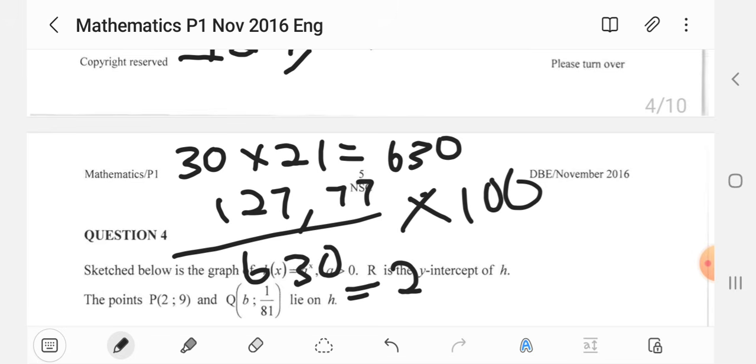127.77 over 630 multiplied by 100, and that will give us 20.28. So these are one of those tricky questions, but if you struggle a lot with maths, just don't stress yourself about them a lot. Understand the question and you will get an idea of what is needed.